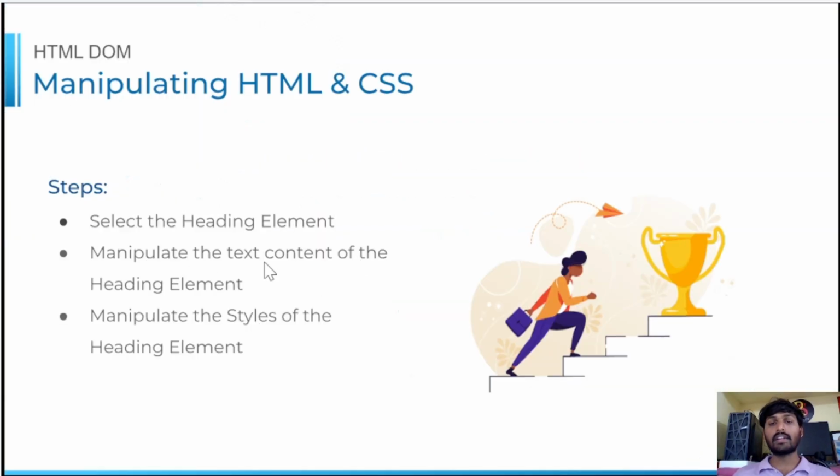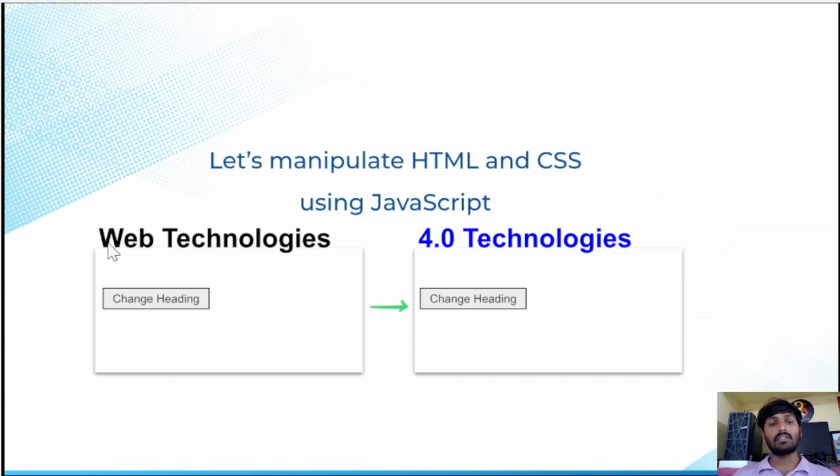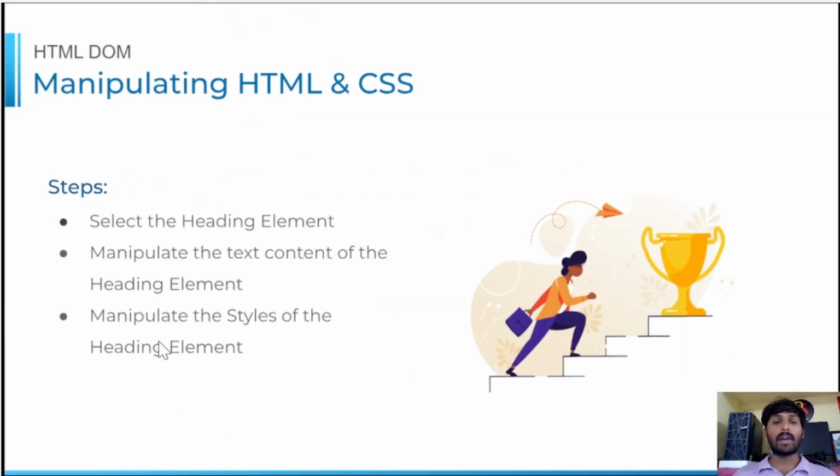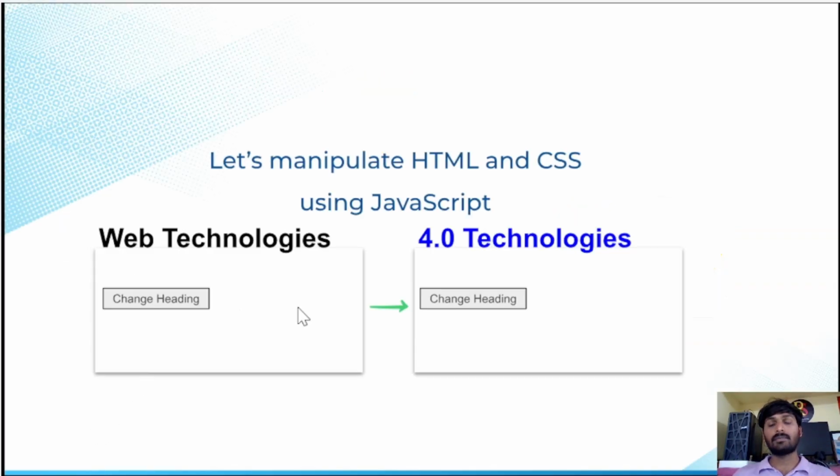After that, manipulate the text content of the heading element. Text content, you have to change this web technology to 4.0 technologies. Text content will be changed in the second step. In the third step, manipulate the style of the heading element. What is meant by style? Color will be changed to blue color. Okay, we applied blue color.